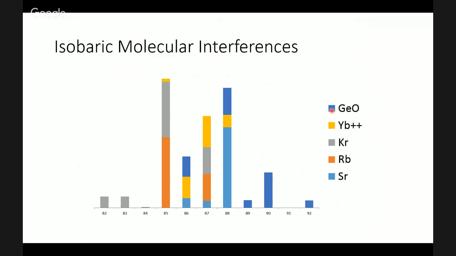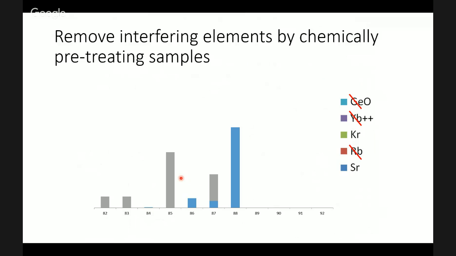These can also interfere if they have the same mass. So if we try to measure, for instance, the 86-87 ratio using the 88-86 ratio to correct for it, we'd have all these extra masses on top of here, which would be completely ruining our measurement. So we need to get rid of them, okay?